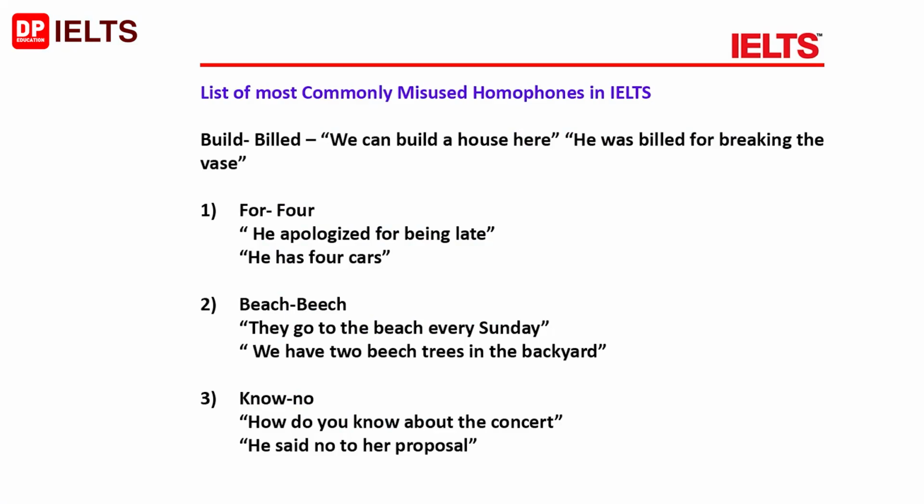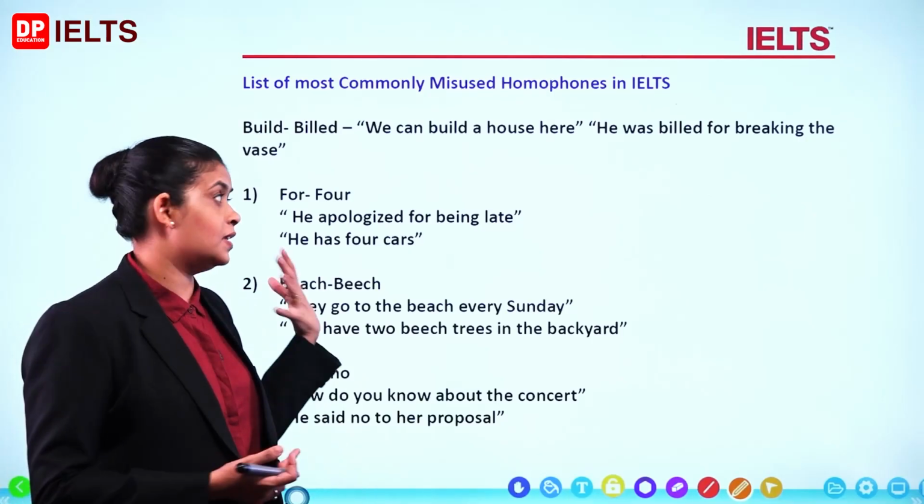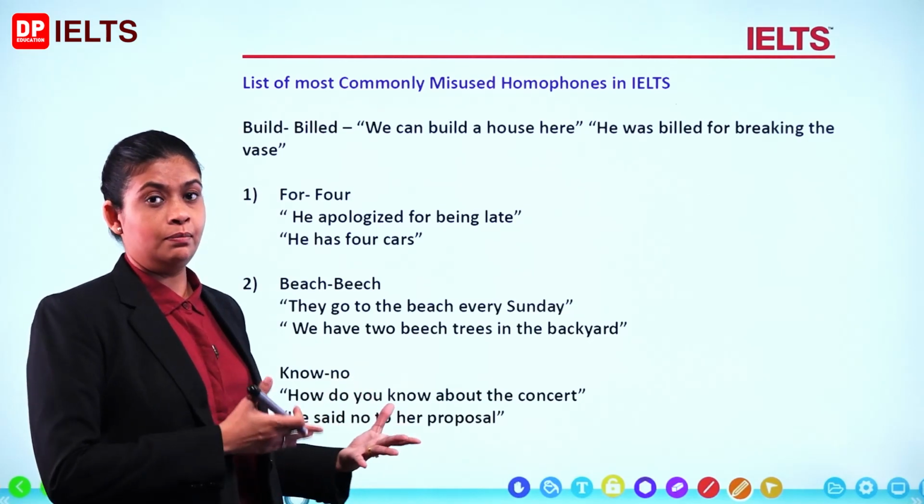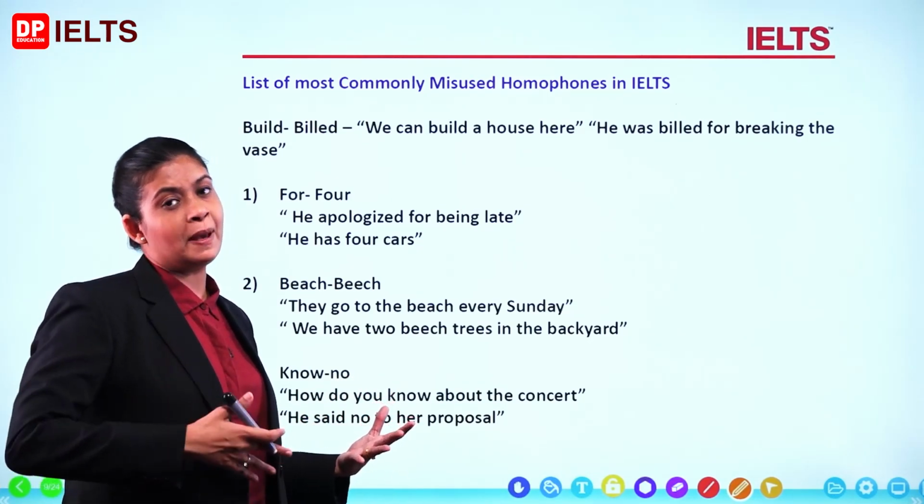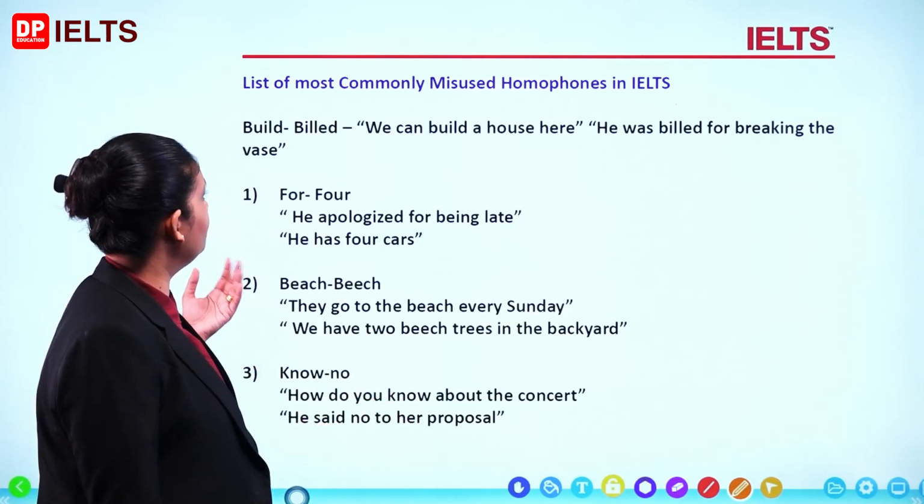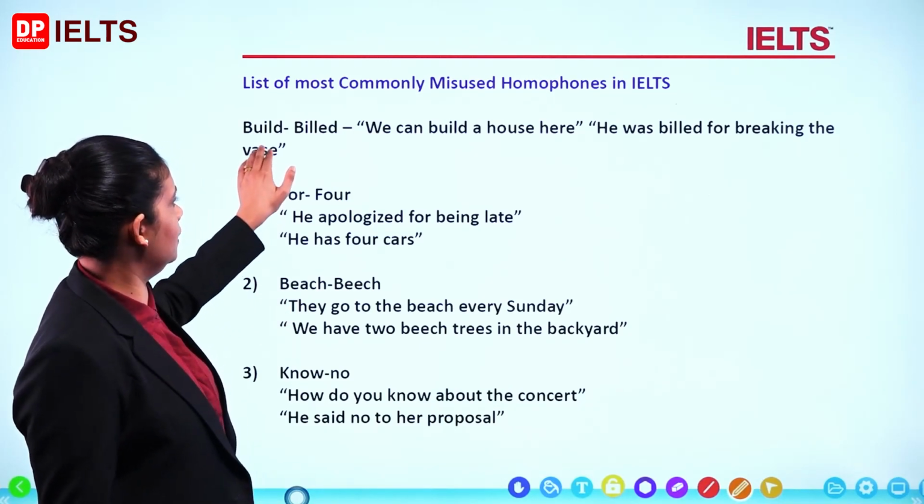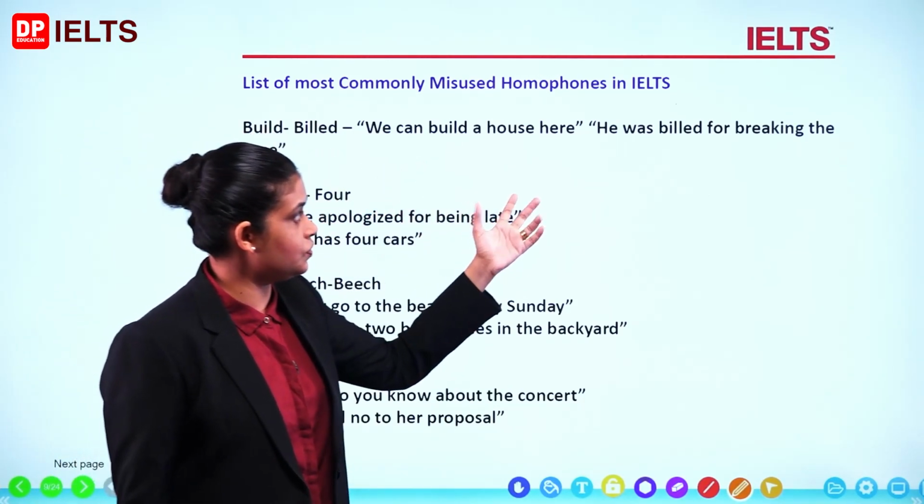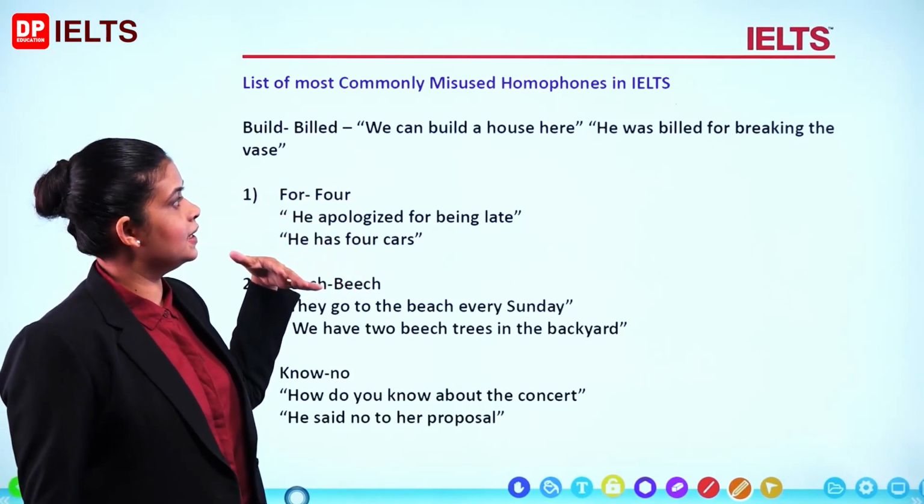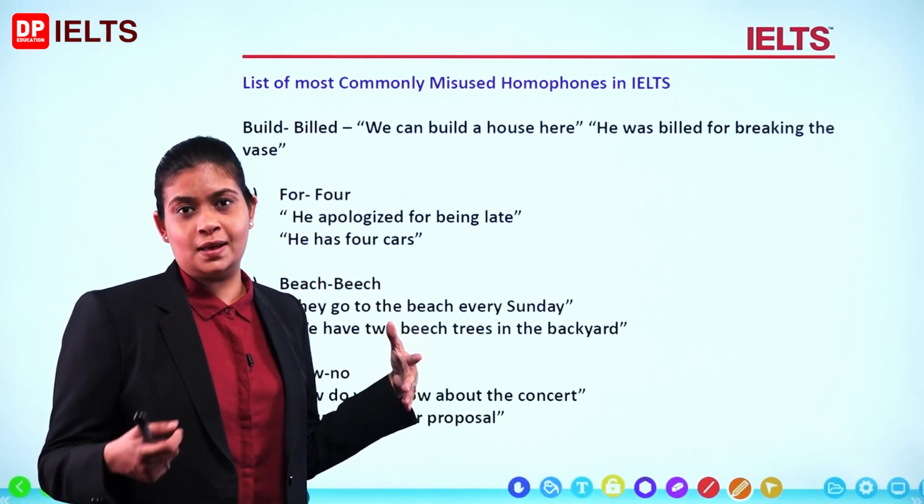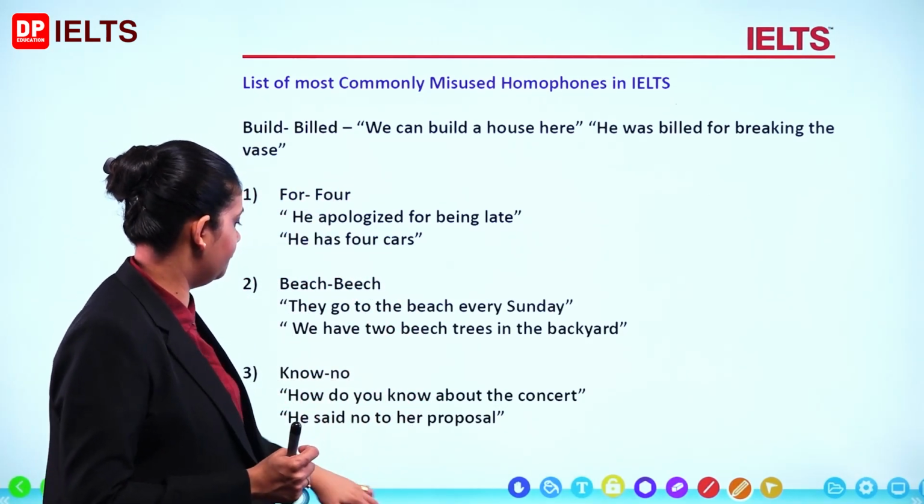List of commonly misused homophones. So they sound similar, meaning is different, spellings are different, right? Build, bill. So here build means that you build a house. Bill means that you put a price for something and you write a bill, okay?